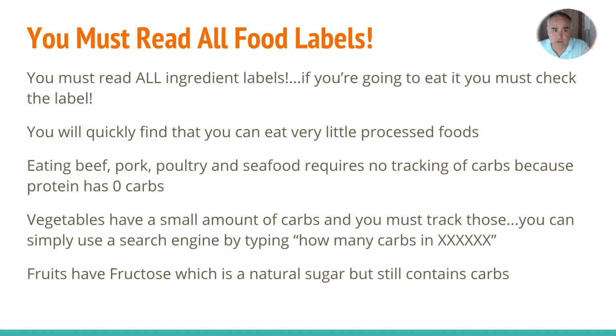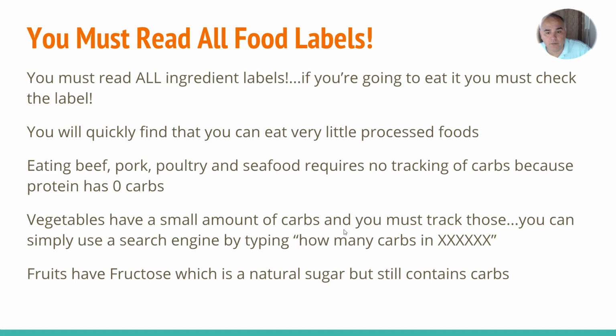Remember what I told you about processed foods and fast foods. There's just no way you can eat them. So you're going to be eating beef, pork, poultry, seafood. It requires no tracking of carbs because it has 0 carbs, but it does have calories. So you're going to be tracking calories too. You're going to keep track of your protein and calories. That's part of it, but not carbs because they have none.